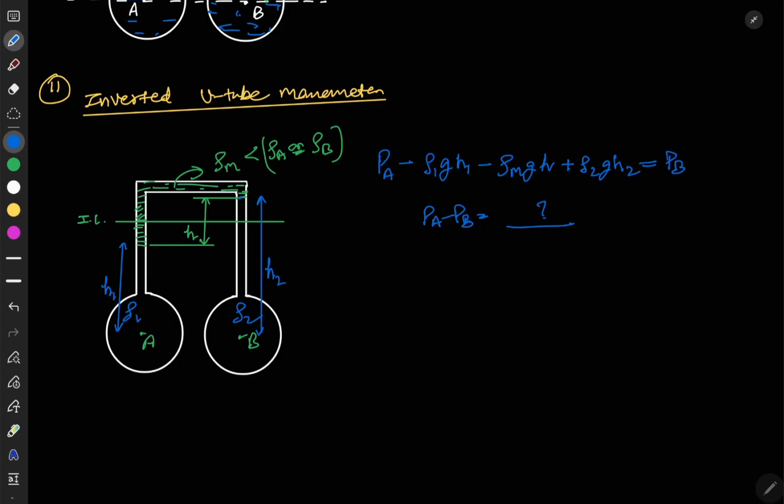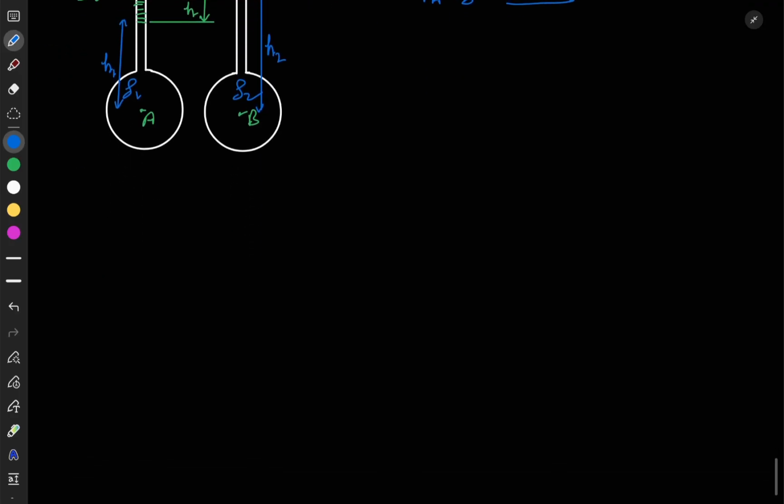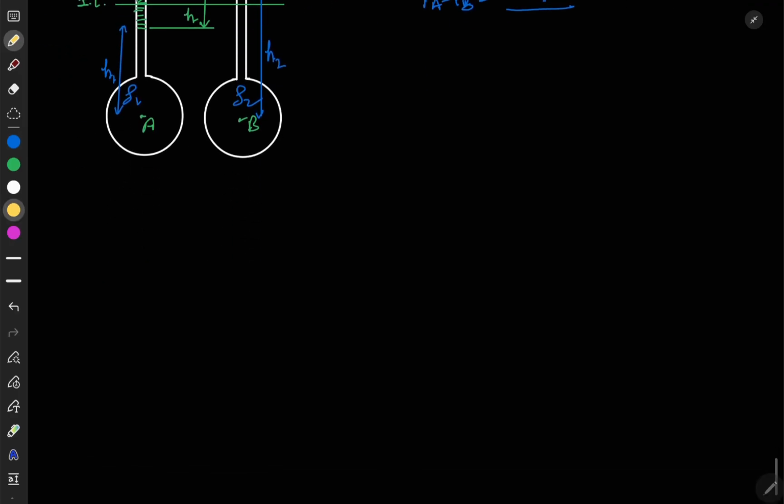So this is how we generally use the manometer equation. Now the third type, if I talk about differential manometers, is the U-tube differential manometer.